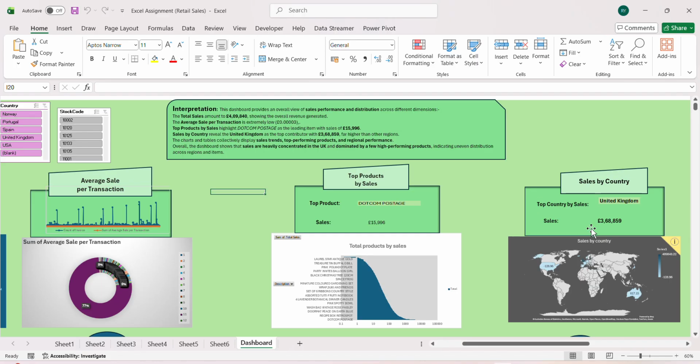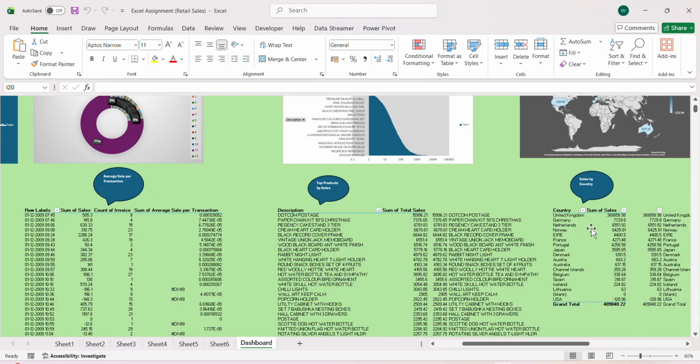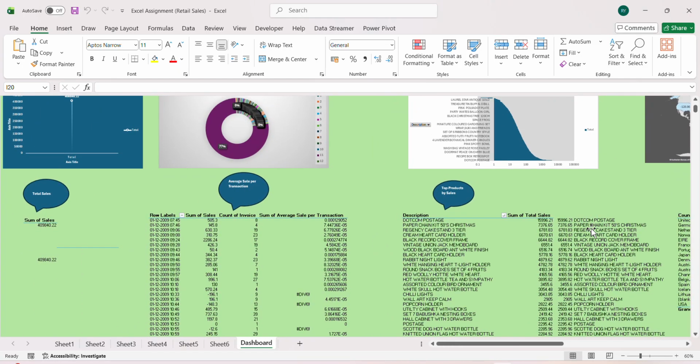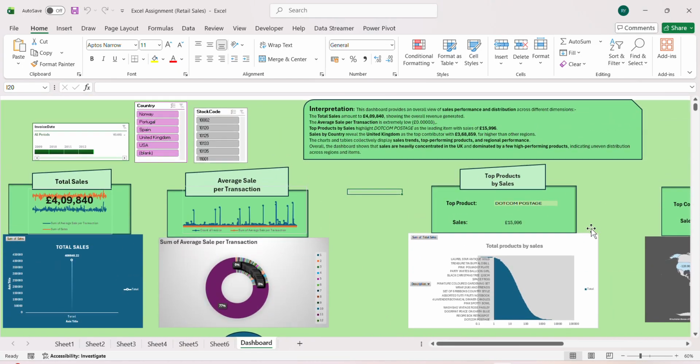The charts and tables below the chart collectively display sales trend, top performing products, and regional performance. Overall, the dashboard shows that sales are highly concentrated in the UK and dominated by a few high performing products, indicating uneven distribution across regions and items.